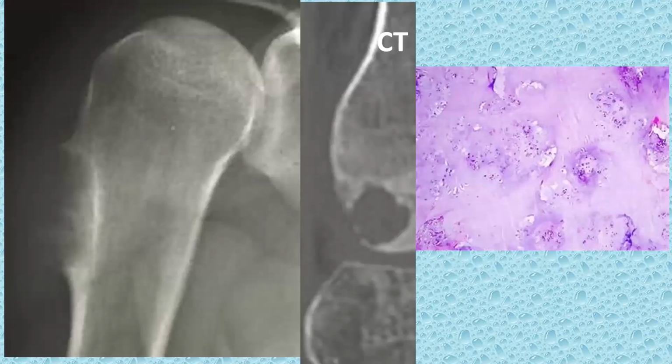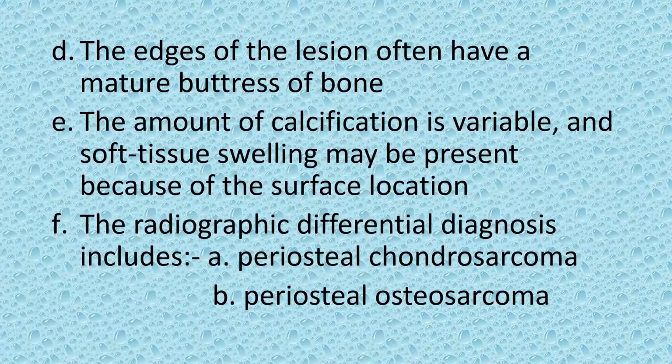It arises from the deeper zones of the periosteum, which instead of forming osteoblasts, form chondroblasts, and they form this periosteal chondroma. Look at the hyaline cartilage as the matrix, and you can see the individual chondroblasts. The edges of the lesion often have a mature buttress of bone. The amount of calcification is variable, and soft tissue swelling may be present because of the surface location.